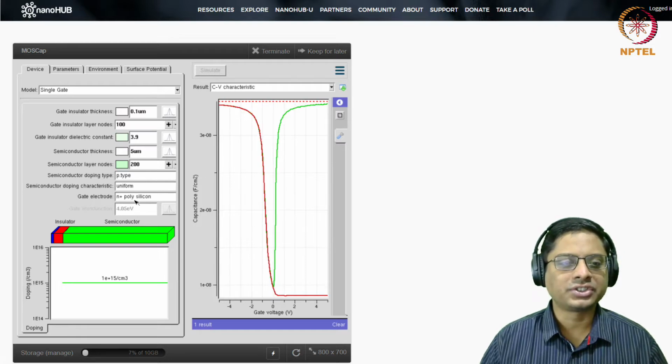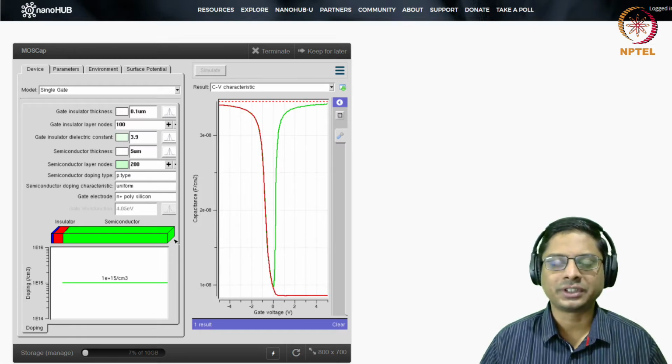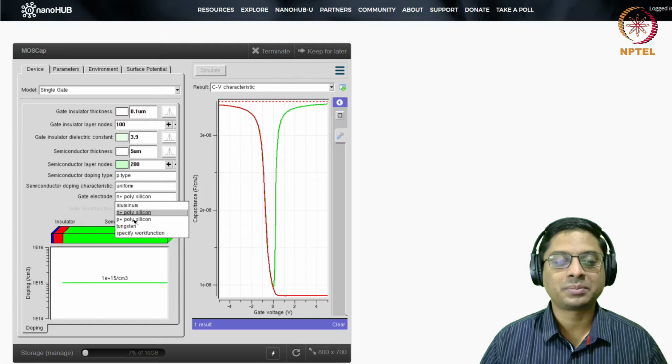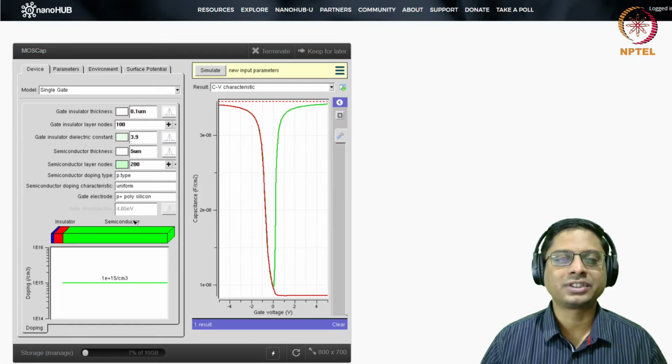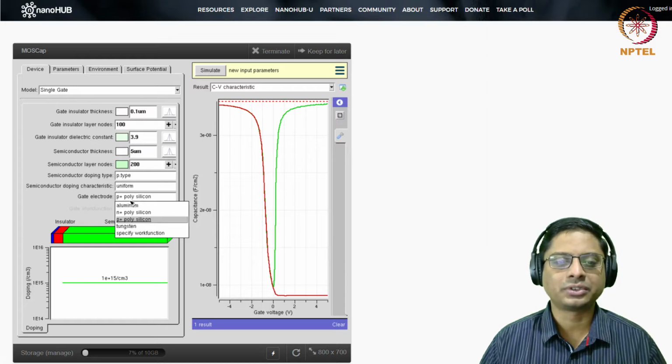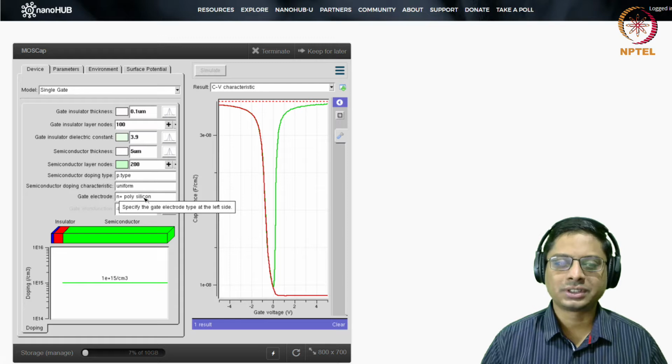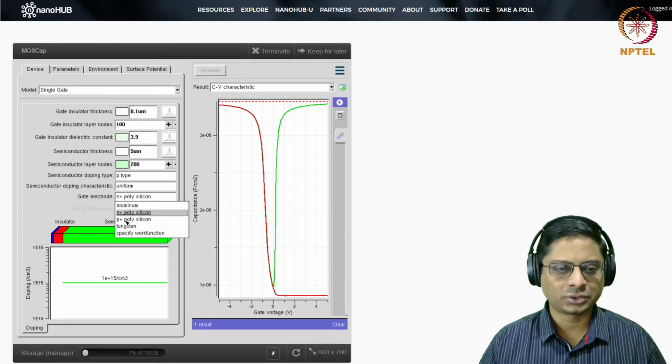So now, if I change my gate, that's one of the things that we discussed. So this was a P-type substrate with N plus poly. I said, no, I don't want to use it. I use P plus poly, so that the work function difference is minimized, right? Phi ms is going to be small for this case when compared to phi ms of N plus poly and P-type. So please draw the energy levels and verify that what I'm saying is correct. So I'll choose P plus poly.